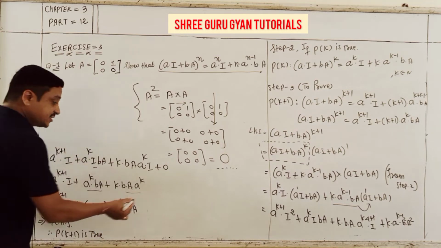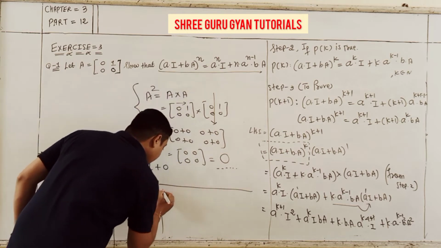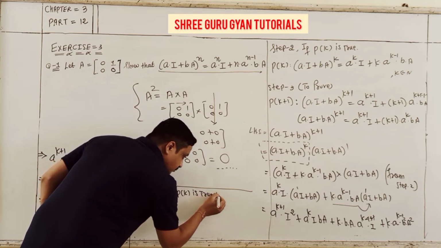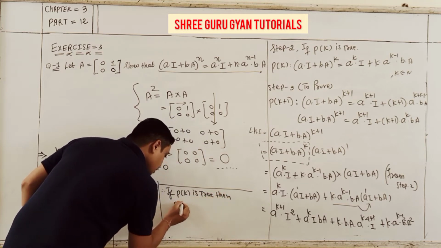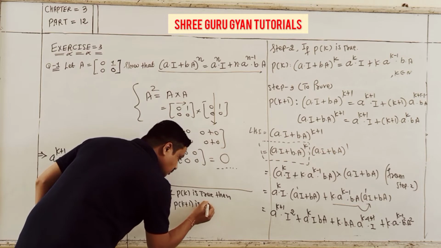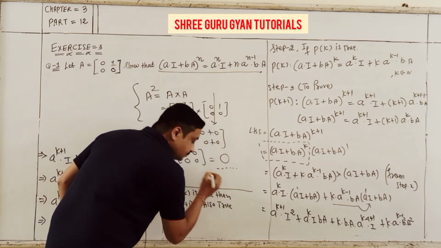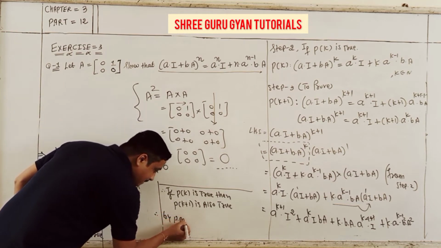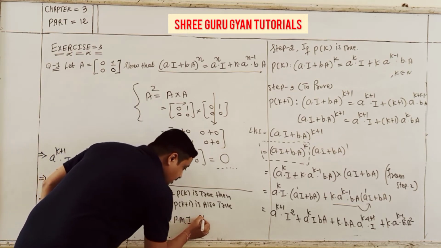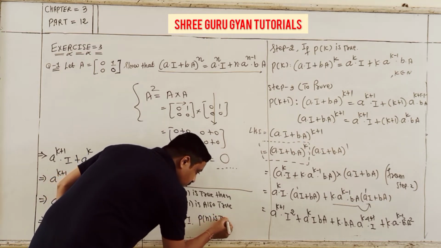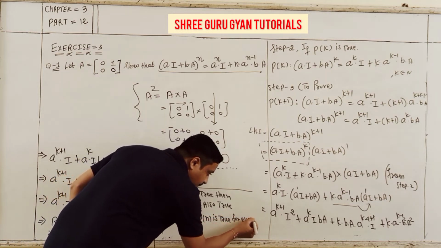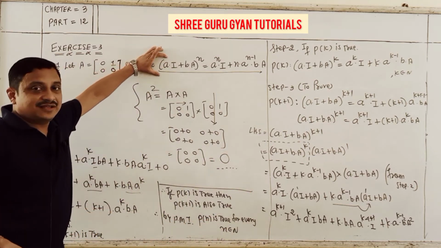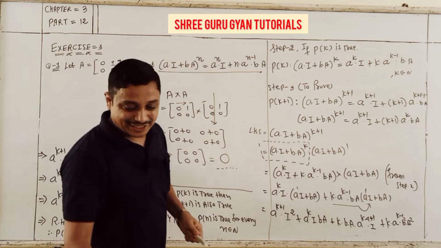So at the end of these sums you just write down, therefore if P k is true, then P of k plus 1 is also true. And last write, therefore by PMI, P n is true for every n belongs to natural. P n here is true for every natural number.